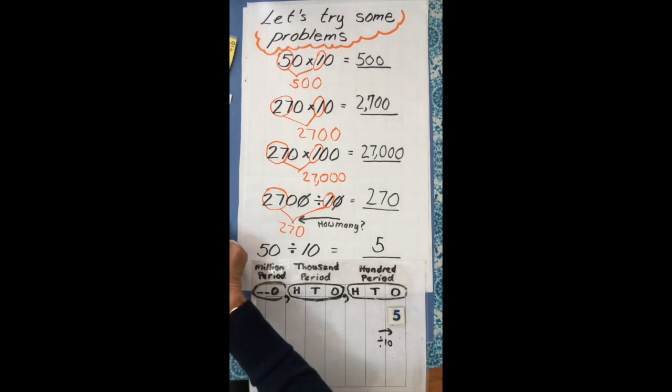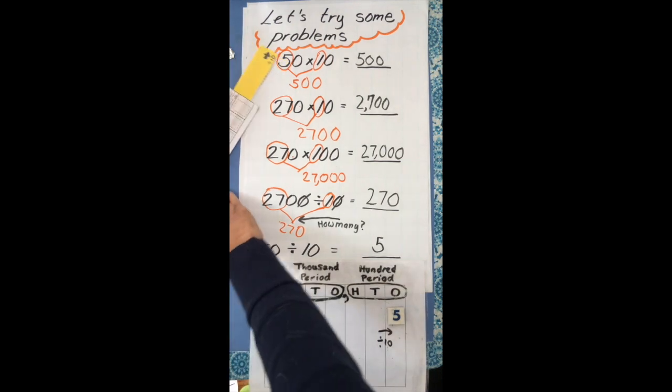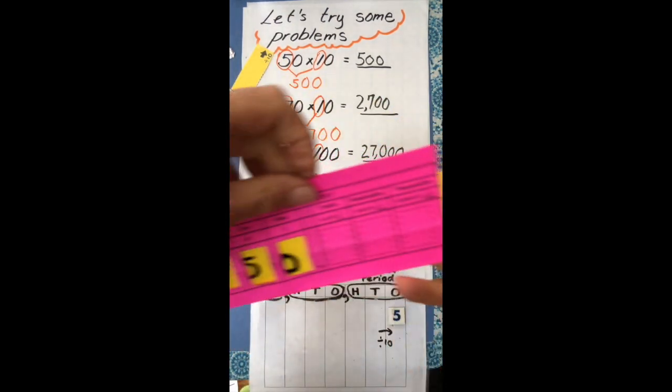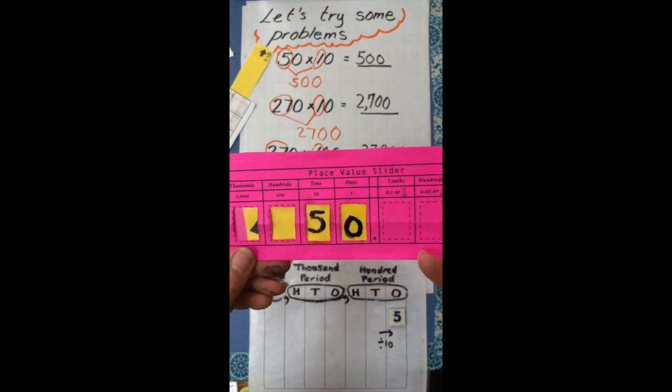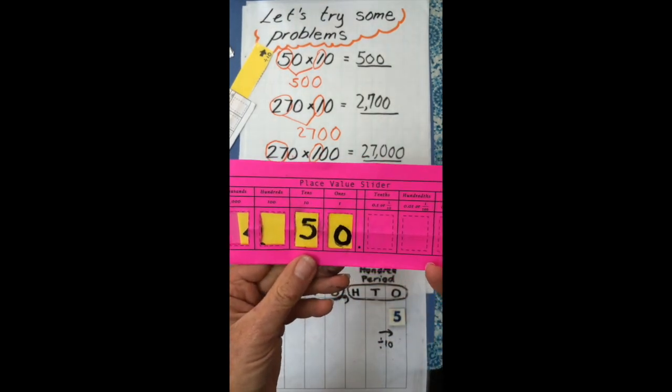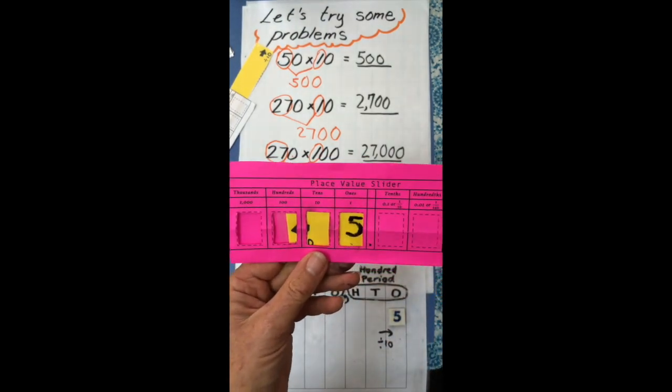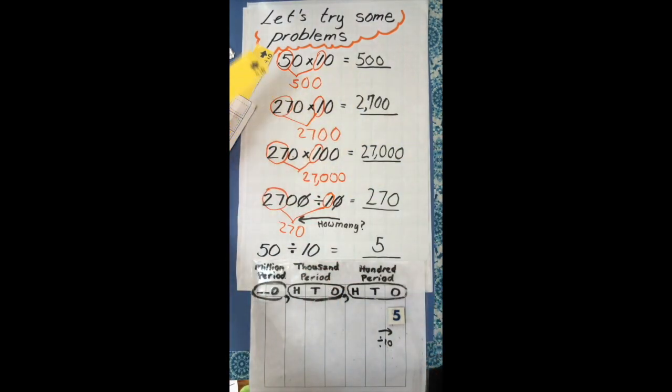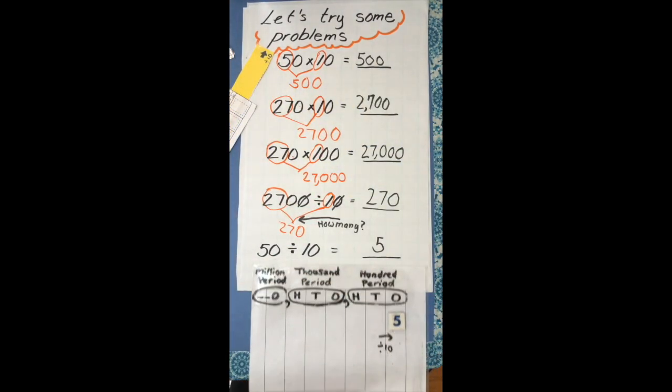I could do it on my place value slider. I get the number 50. I know the numbers are going to get smaller, so I'm going to go this way because whenever I divide, it gets smaller. So 50 divided by 10, so 1 hop over, and I get 5. Same answer.